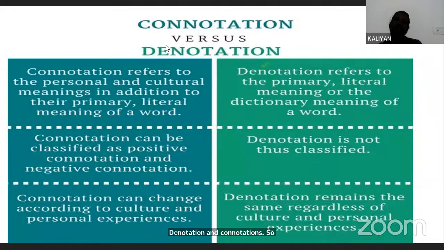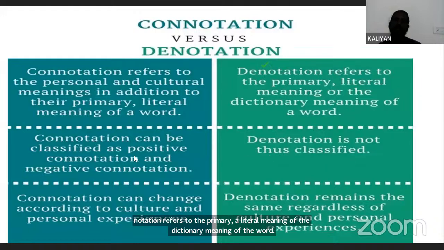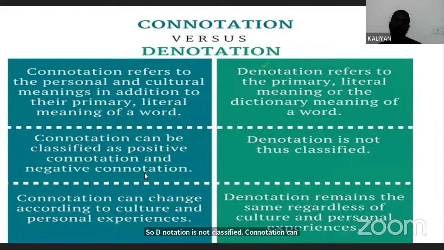So, the difference between connotation and denotation. As I mentioned, connotation refers to the personal and cultural meaning in addition to the primary literal meaning of the word. Denotation refers to the primary literal meaning, the dictionary meaning of the word. Denotation is not classified. Connotation can be positive connotation or negative connotation.